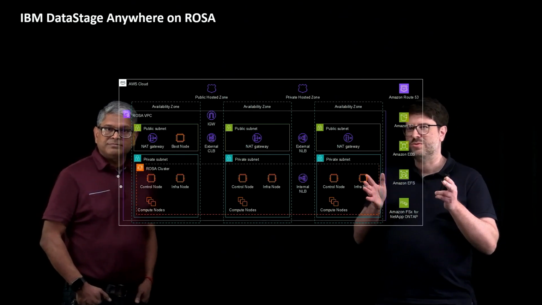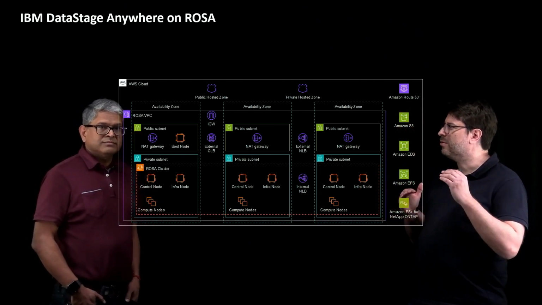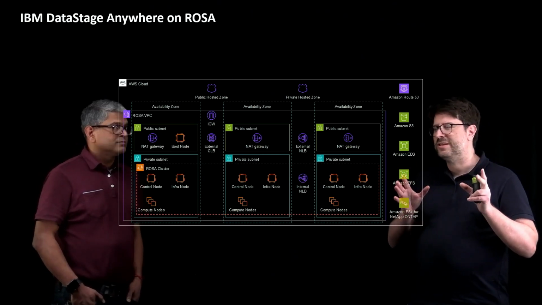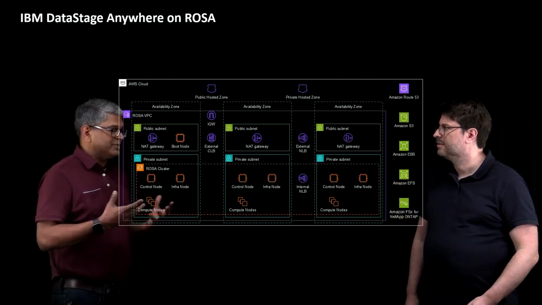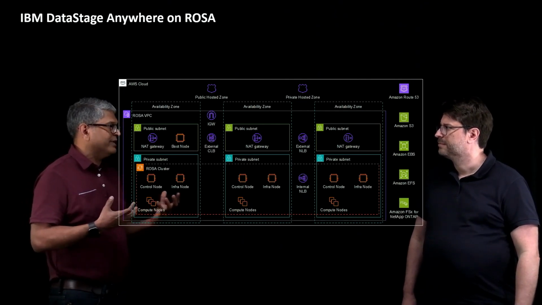Now, if we look at the ROSA deployment for DataStage Anywhere, with DataStage Anywhere, I think you have 2 main components, right? Can you tell us a little bit of what actually gets deployed from DataStage Anywhere into ROSA? So DataStage Anywhere has 2 components. We call it the control plane and the data plane.